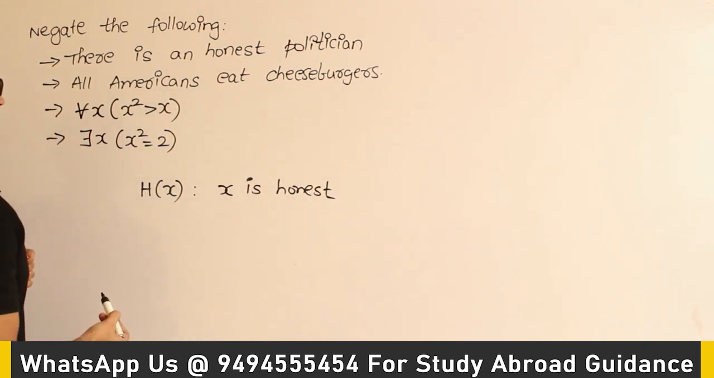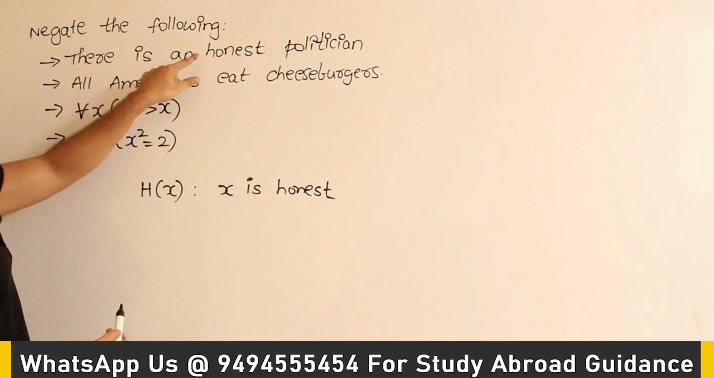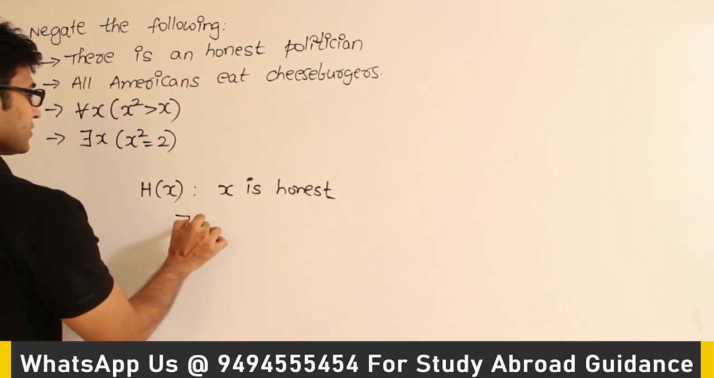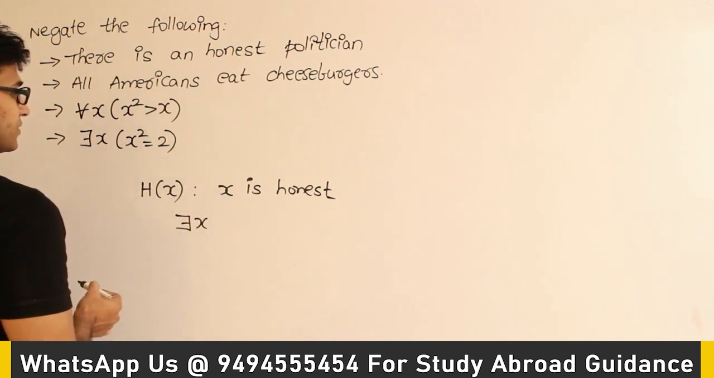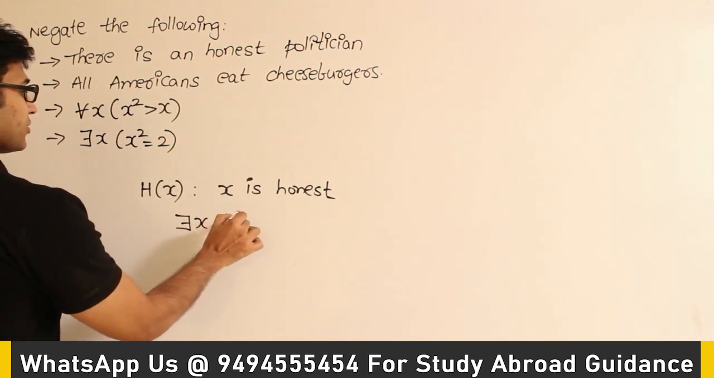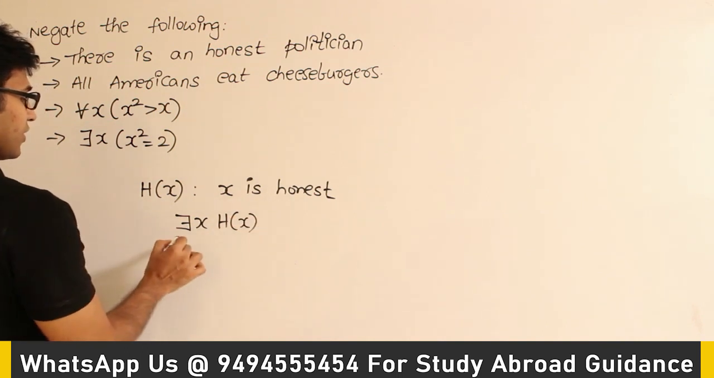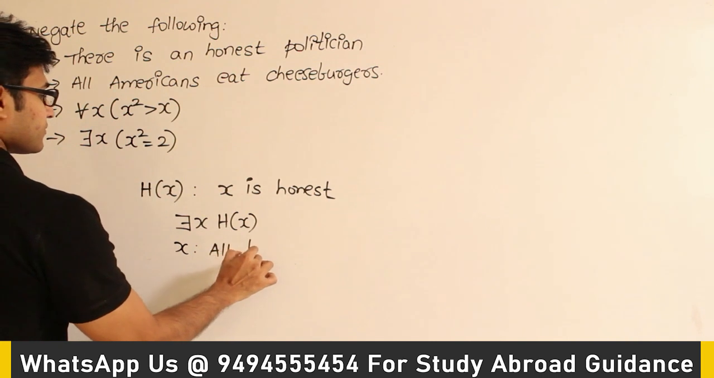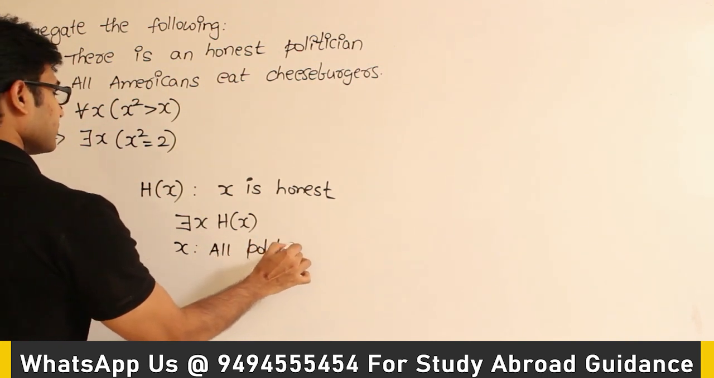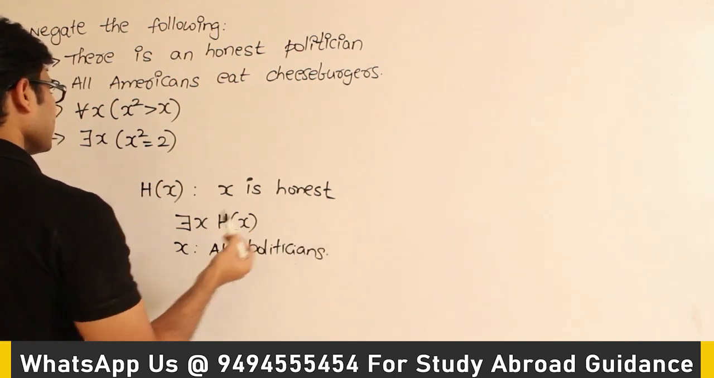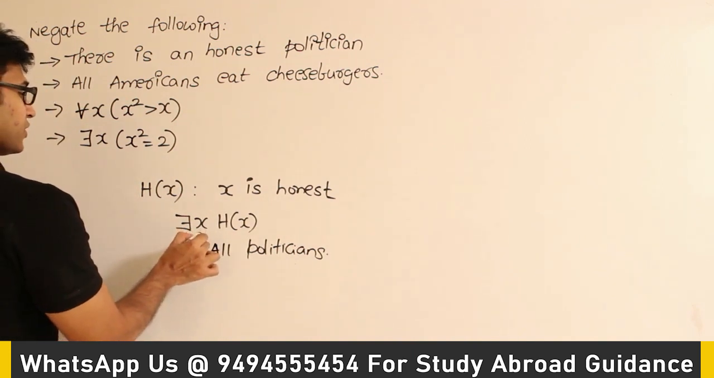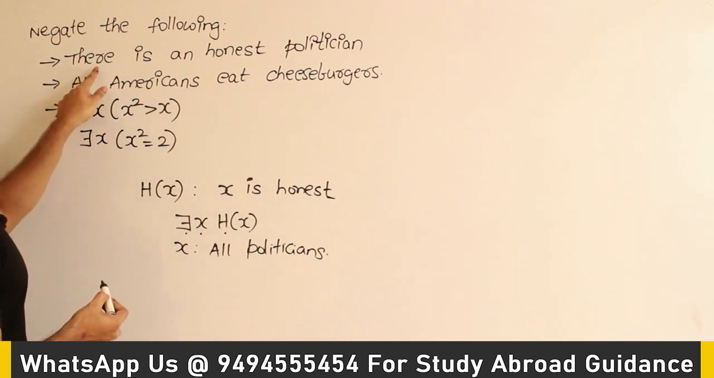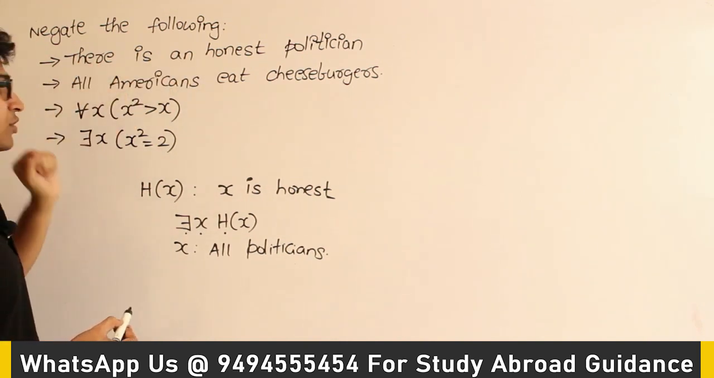Okay, and now there is an honest politician is nothing but there exists a politician x such that the politician is honest. Now what is the domain of x? X is all politicians. So try to understand this. There exists a politician in such a way that the politician is honest. That is the meaning of it. There is an honest politician.